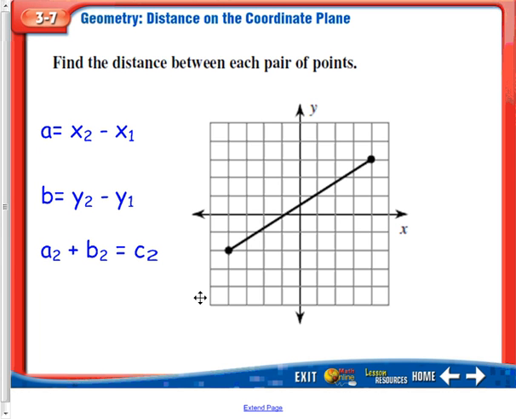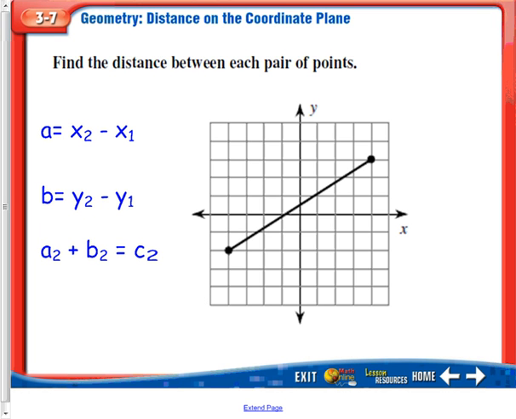Lesson 3-7. From yesterday, we were working on making sure we understood how to use the coordinate plane and graphing 2 points, and then we started talking about how we can use the Pythagorean theorem to find the distance between 2 points on a coordinate plane. Today we're going to spend a little bit more time, again, finding the distance on the coordinate plane.